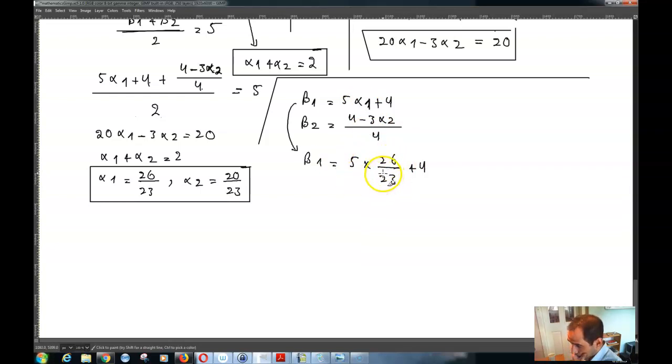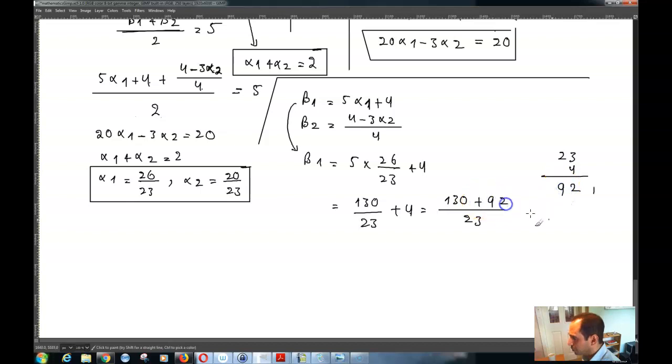Now this is equal to 5 times 26, which is 130, by 23. 130 by 23 plus 4, and that is equal to basically 130, and here we have 23, and 4 times 23 is equal to 92. So 92 plus 130 is equal to 222 by 23. So that means that beta 1 is equal to 222 by 23.